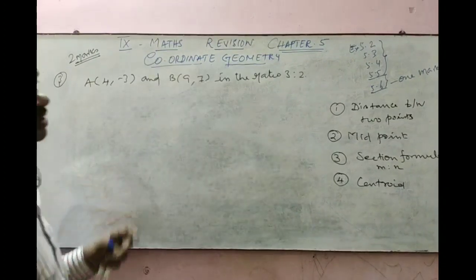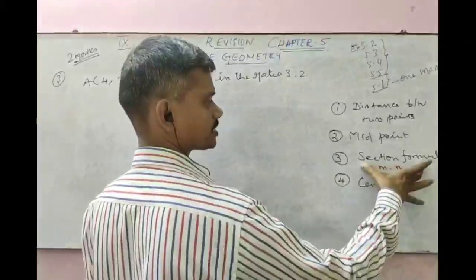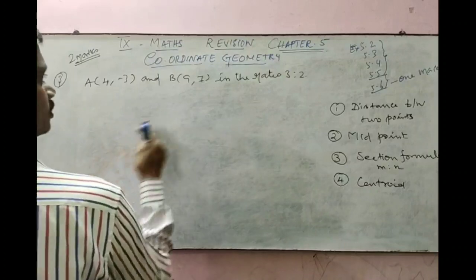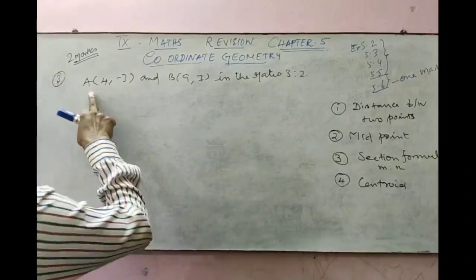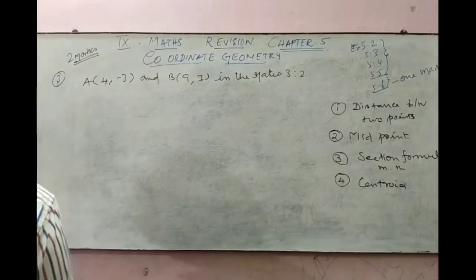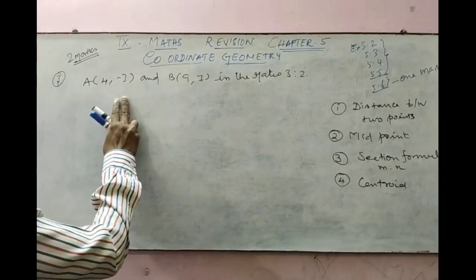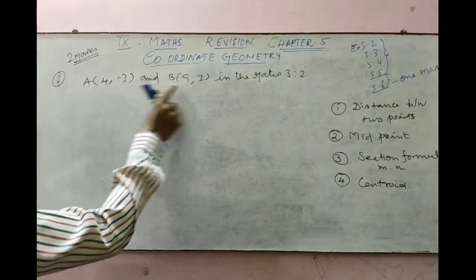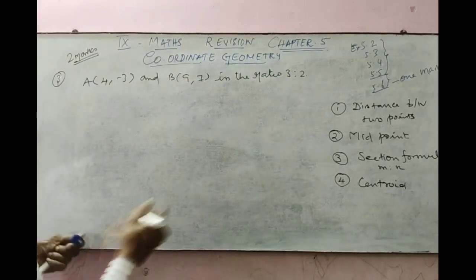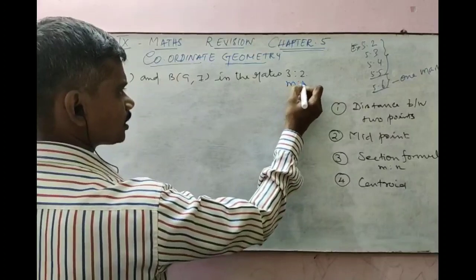Next, the third concept. What is the third concept? Section formula. We have to use the section formula and find the point which divides the line segment A and B in the ratio 3:2. Here the question is find the coordinates of the point which divides the line segment joining the points A and B in the ratio 3:2. Here 3:2 is considered as m is to n.